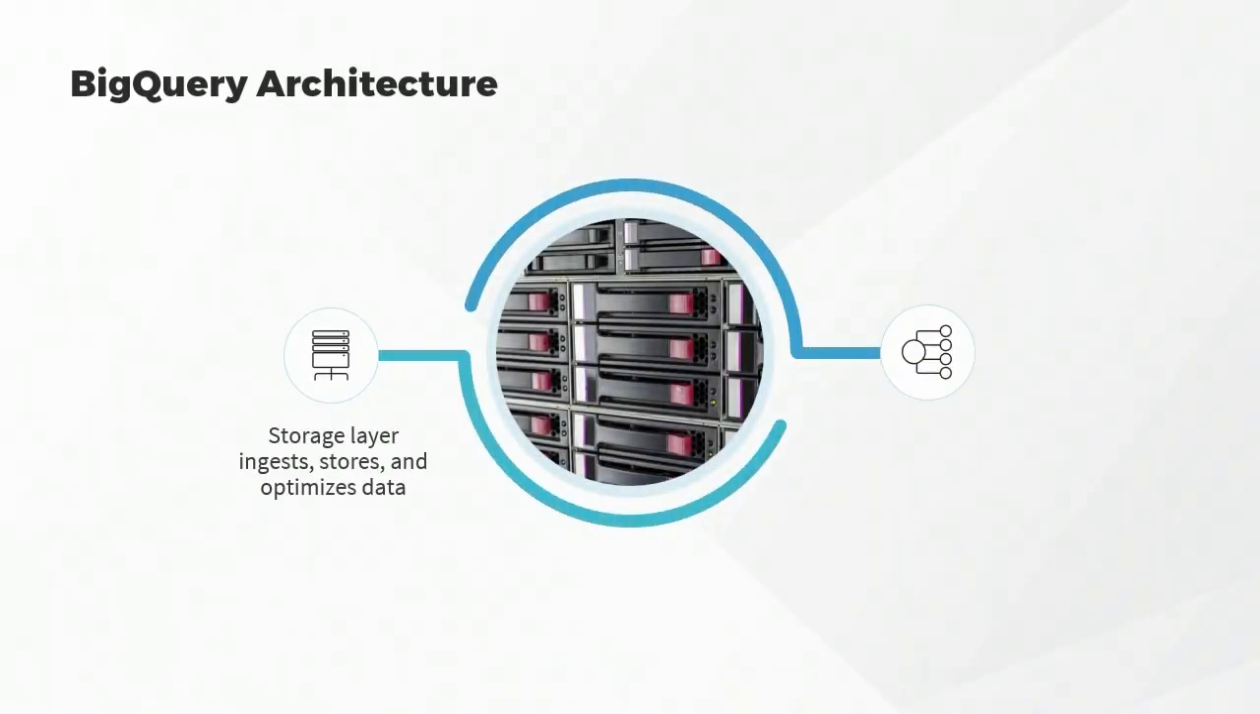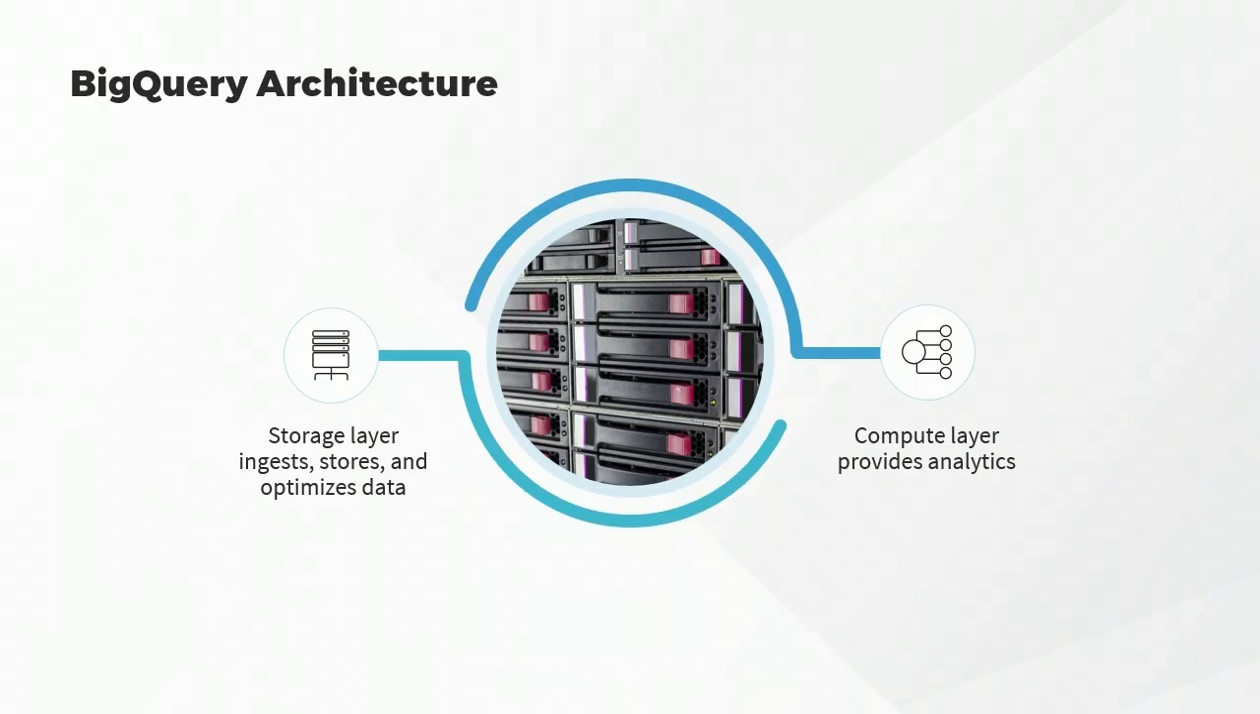Here's how the BigQuery architecture is laid out. So it consists of two parts. First, we have the storage layer, and this ingests, stores, and optimizes our data. And then we also have the compute layer that provides analytics capabilities. Now, these two layers operate independently of each other, and this is all done by Google. We don't actually have to set this up.